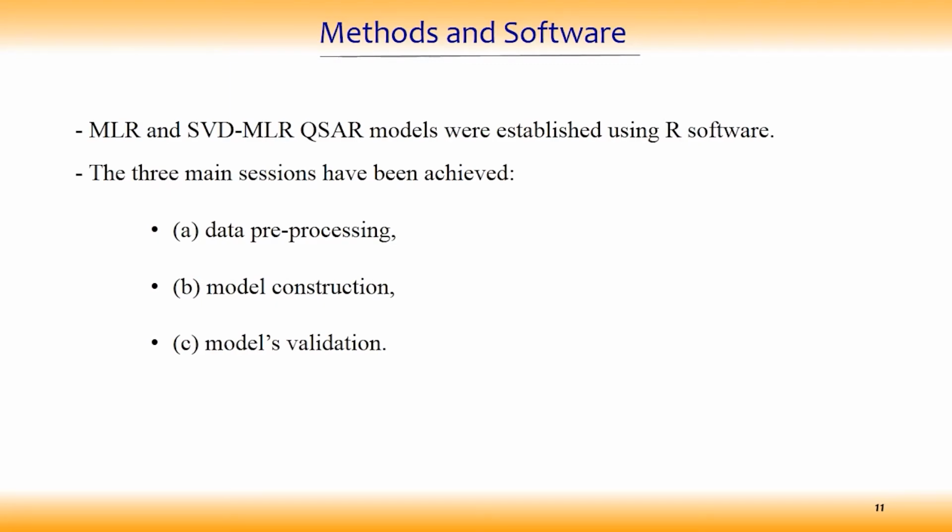Here are the software that we have used in the development of this method is a free software, which is the R software, and of course it is known that the main session of establishing quantitative structure activity relationship models passes through three different sessions, which are the data pre-processing, the model construction, and the model validation.